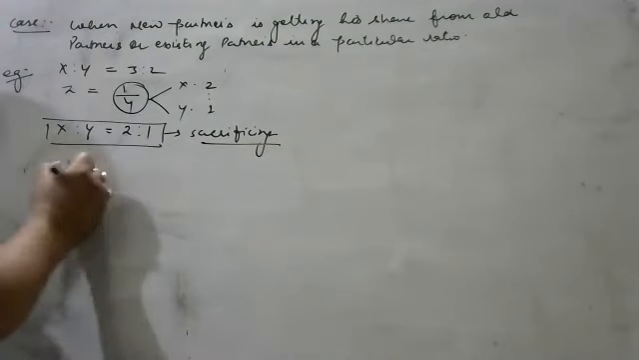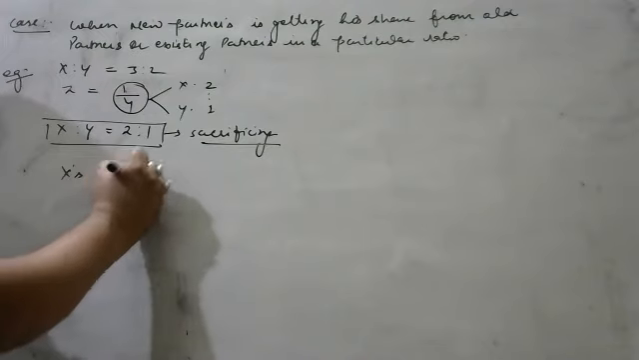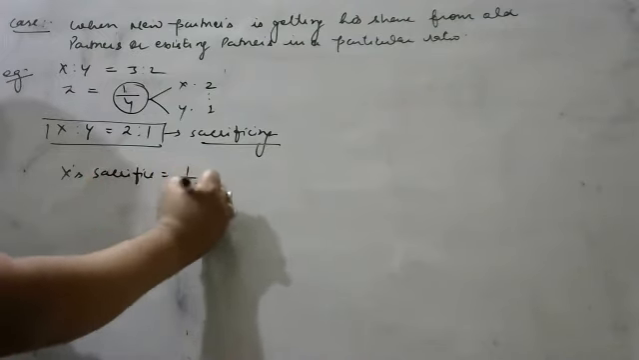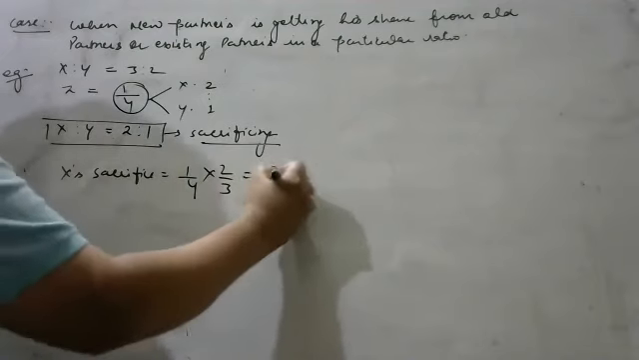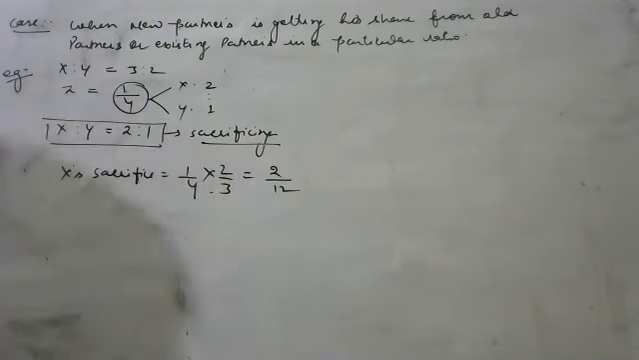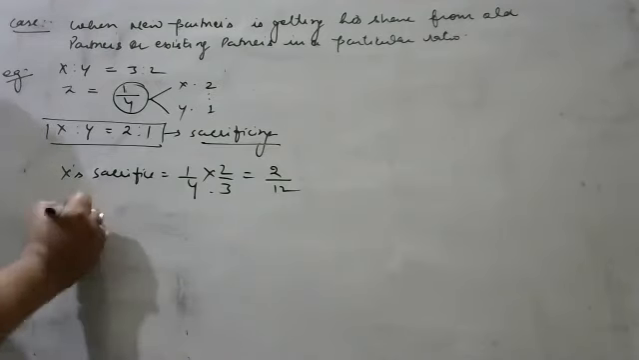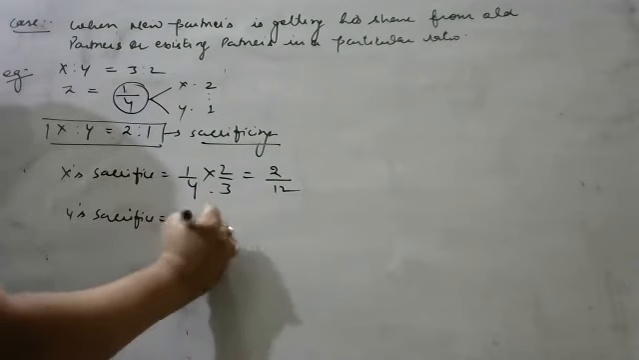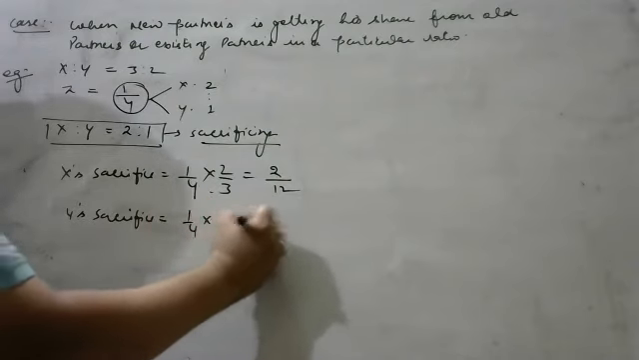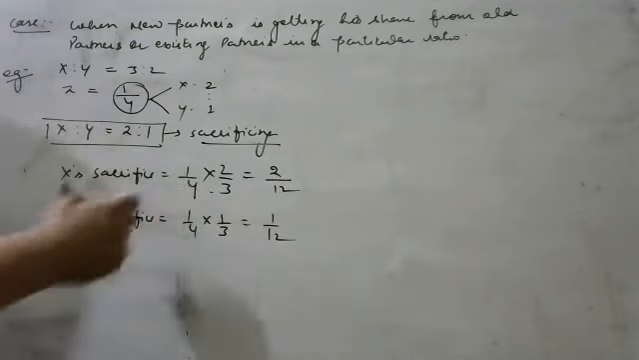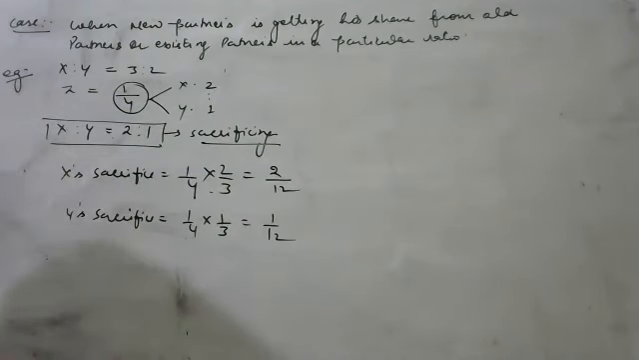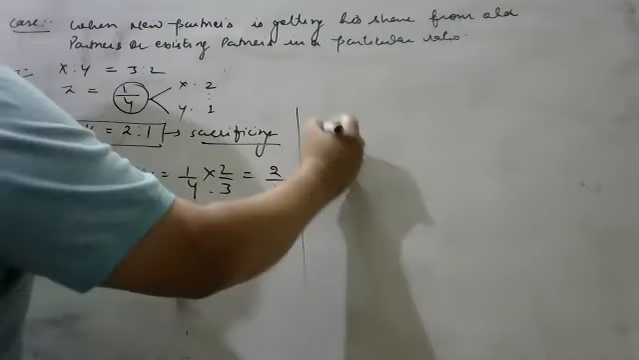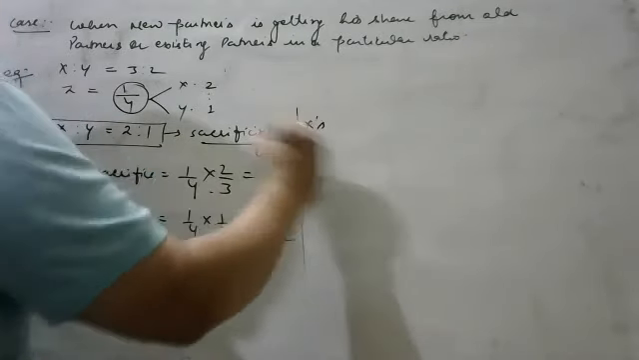In the same way, X ने कितना sacrifice किया? 1/4 का वो 2/3 पार्ट दे रहा है X. So X is sacrificing 2/12 share. Am I right? Y is sacrificing what share? Y is sacrificing 1/4 into 1/3, that is 1/12. So X is giving 2/12 share, whereas Y is giving 1/12 share. Fine.